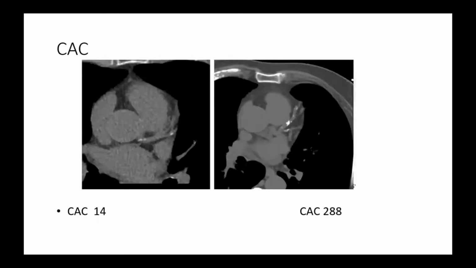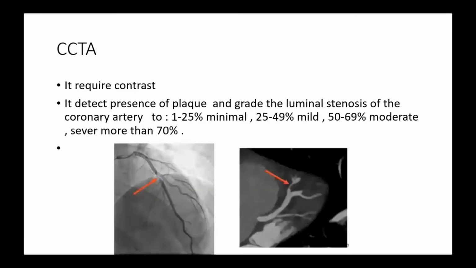This is an image of the calcium deposits. You can see the one on the left having small deposits, giving a calcium score of 14, and the one on the right has extensive deposits, giving a calcium score of 288. So this shows that the amount of calcium deposits is proportional to the event rate. The event rate is dose related with regard to the calcium score.